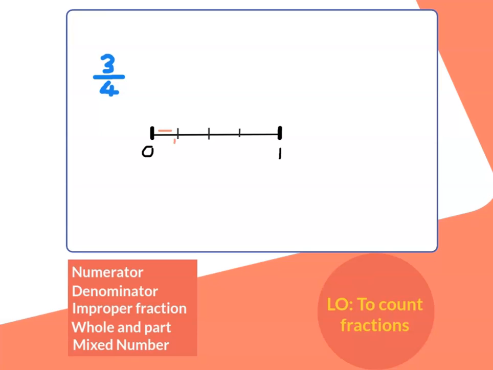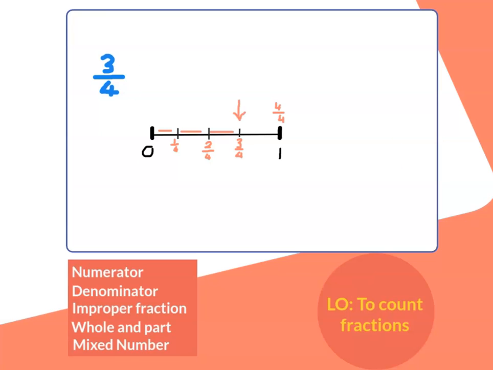1, that's 1/4, that first marking. 2 spaces, that's 2/4, the second marking. 3 spaces, that's 3/4 at that third marking. And now we've got number 1, the whole number, which can also be marked or recorded as 4/4. Now we've plotted 3/4 onto our number line.